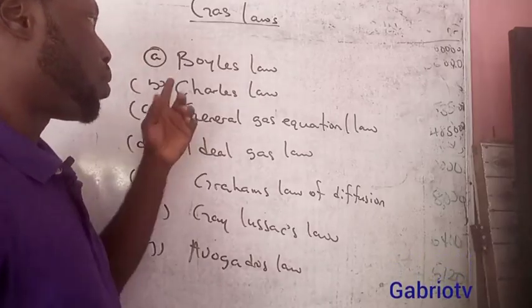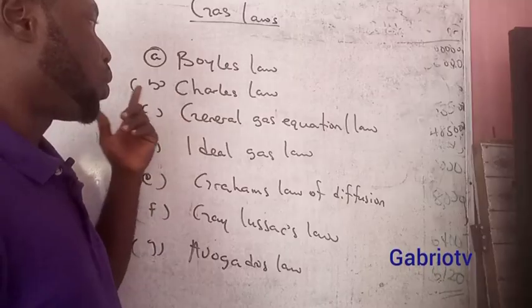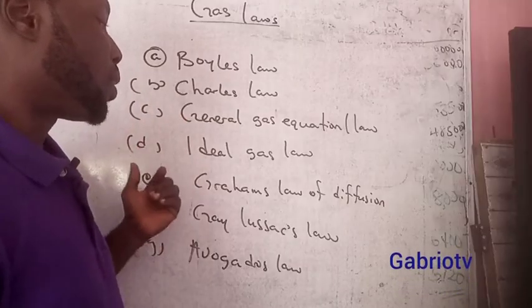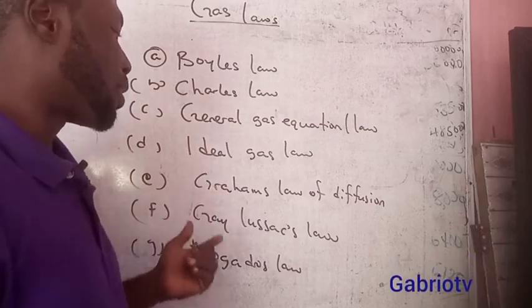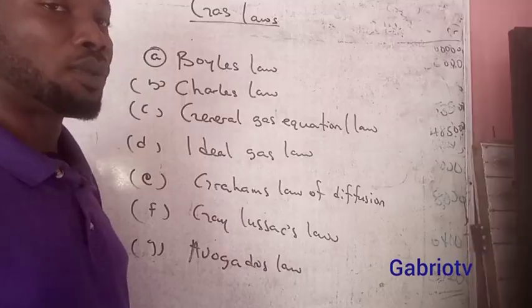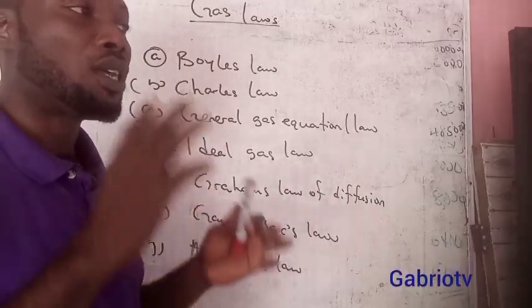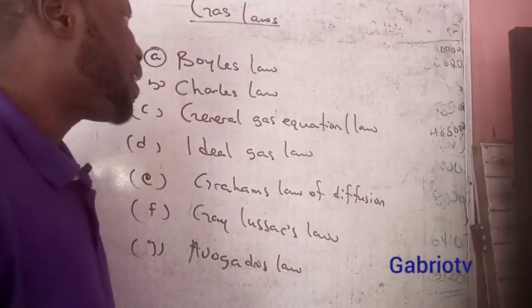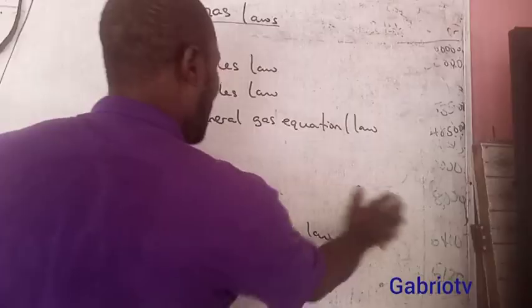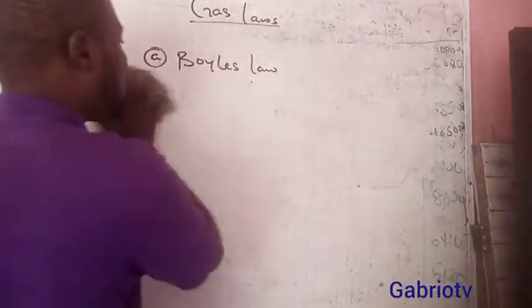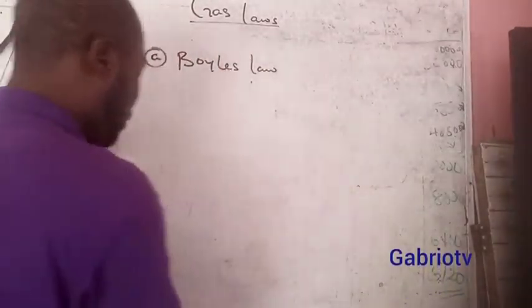So we have Boyle's law, Charles' law, the general gas equation, the ideal gas law, Graham's law of diffusion, Gay-Lussac's law, and Avogadro's law. These are one after the other what we're going to be looking at under the gas law. Now let us look at the first one, Boyle's law.